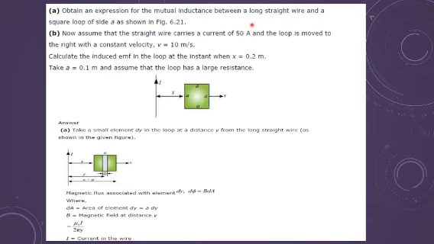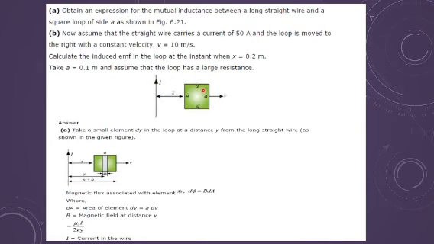Second part of the question is saying, now assume that the straight wire carries a current of 50 ampere and the loop is moved to the right with constant velocity v. This is the second part. In the first part, they are not mentioning where the current is passing, what is happening. You have to think by yourself. But we will assume it is passing in this wire only, because the second part will be easy for us then to do.